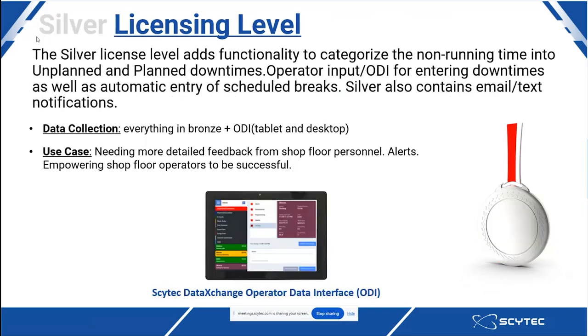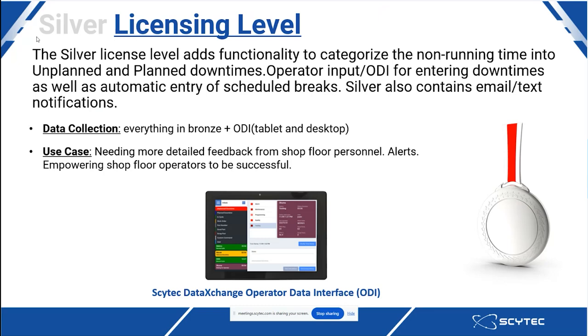After you've implemented DataXchange, or you just want to start off right away with a higher licensing level, we have our silver licensing level. The silver licensing level adds functionality to categorize the non-running time into unplanned and planned downtimes. As I said before, on the bronze licensing level, that is categorized as unknown downtime. With the silver licensing level, you can have that downtime categorized into unplanned and planned downtimes. I gave an example of that with, we'll say, a broken carbide or something like that. That would be an unplanned downtime because that wasn't something that you had planned on. But a planned downtime would be something more like a machine setup.